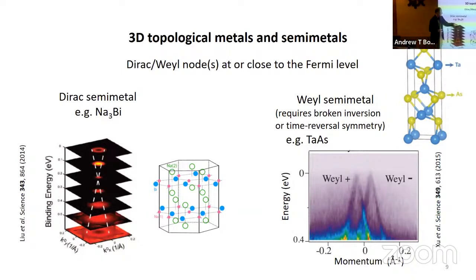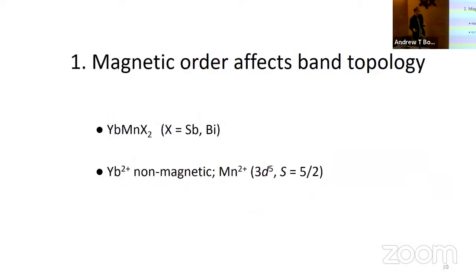And this is the first example of a Weyl semimetal, where you can see the two split off Weyl cones, which are caused by the breaking of inversion symmetry in this particular structure. This is also angle resolved photoemission data. So this is what you can see in three-dimensional materials.